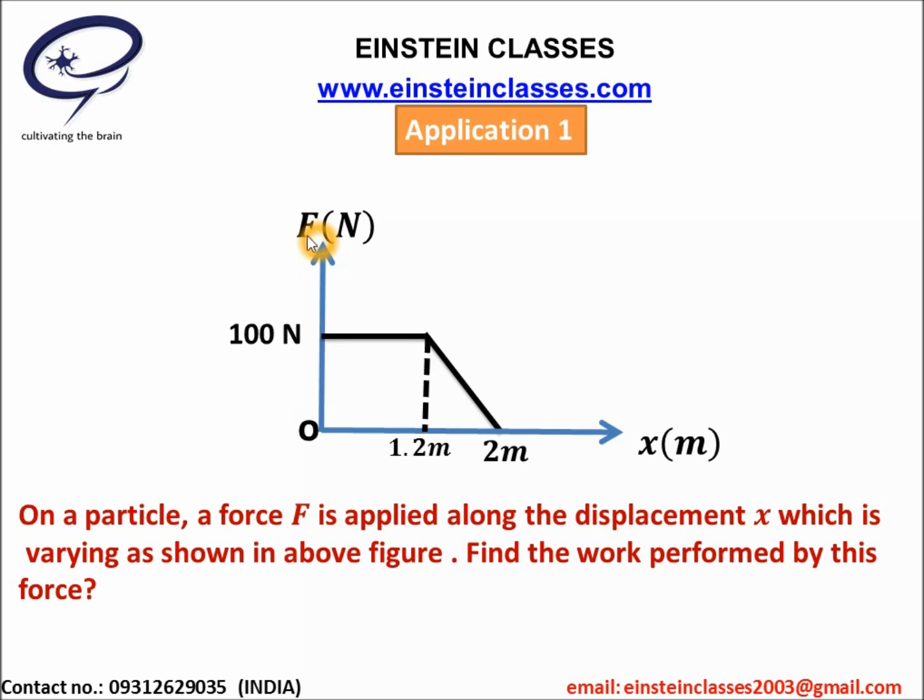In this problem, the force F is acting on a particle along the direction of the displacement of the body, and this force is changing according to this graph with the position x of the particle. We have to find the total work done by the force F if the particle is displaced from the origin to 2 meter. As we know, the work done by the force F is given by the area under this graph. Now we are going to discuss the solution of this problem in detail.